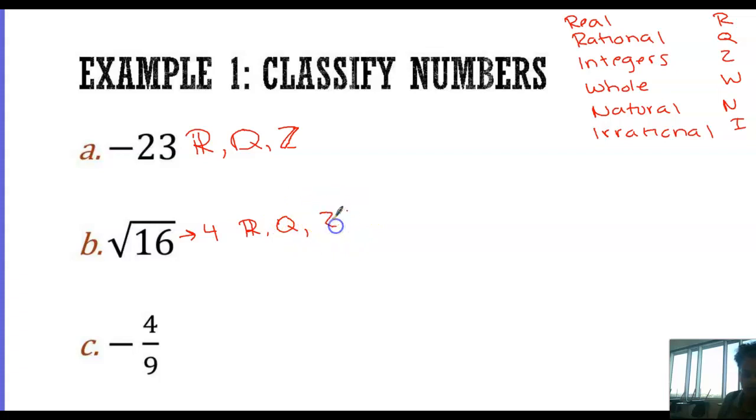Is it an integer, a positive or negative whole number? You bet. It's a whole number, because it's positive. And then a natural number, because it's one of those beginner numbers that we used in elementary school.